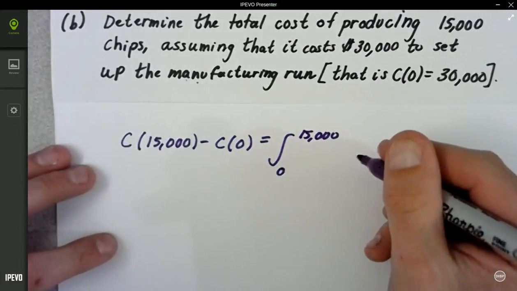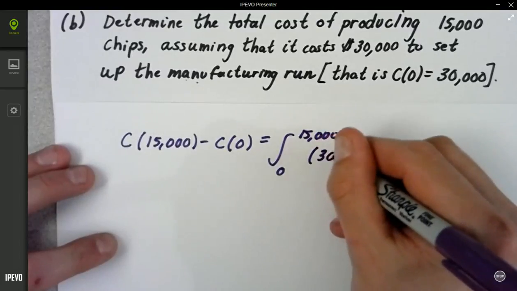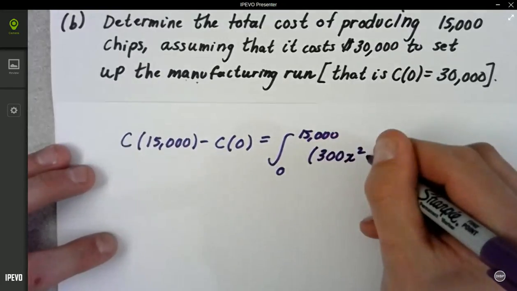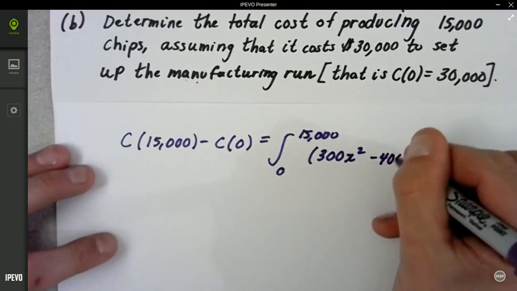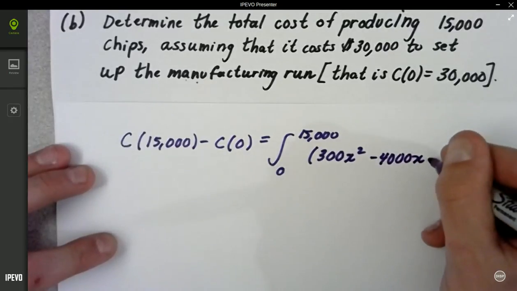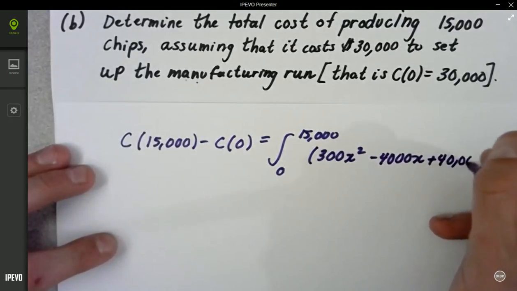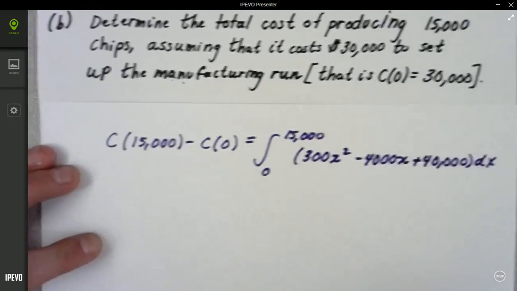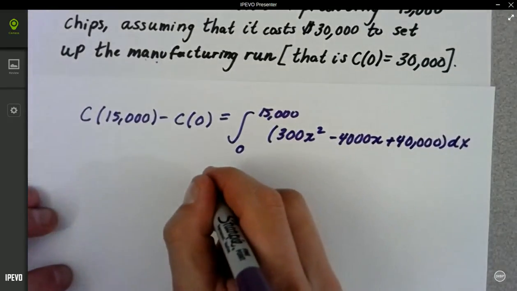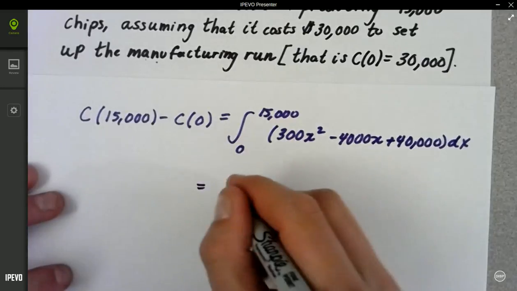Okay, and we're going to be integrating our marginal cost equation. So 300x squared minus 4,000x plus 40,000 dx. Make sure we got all that. Okay, so there's our integral setup. Okay, and we already know the integral of that.